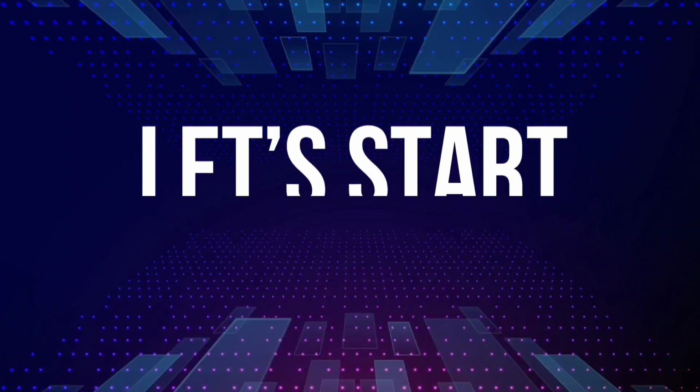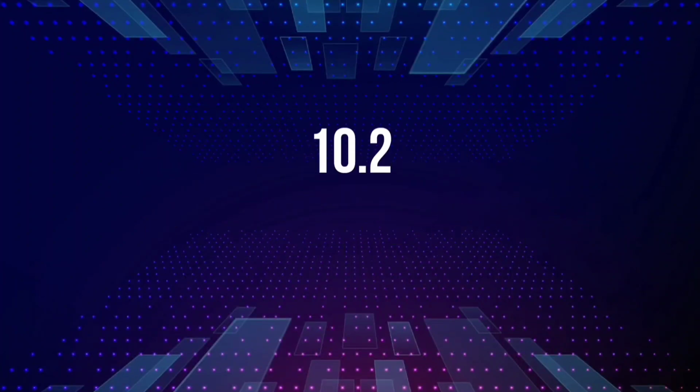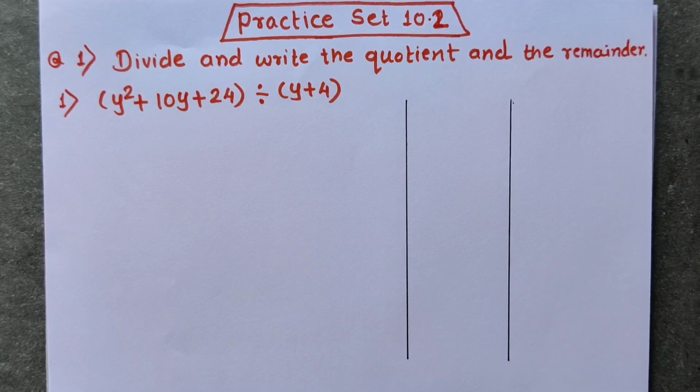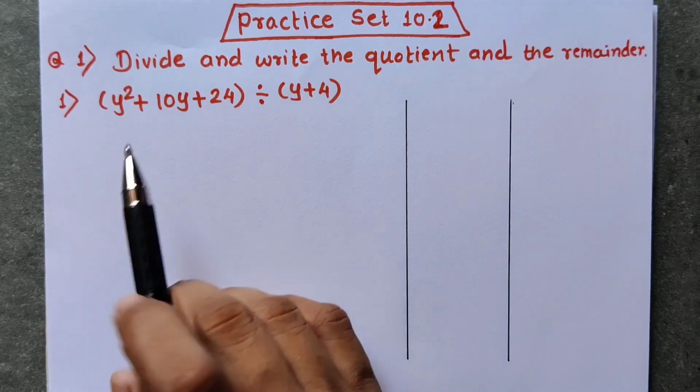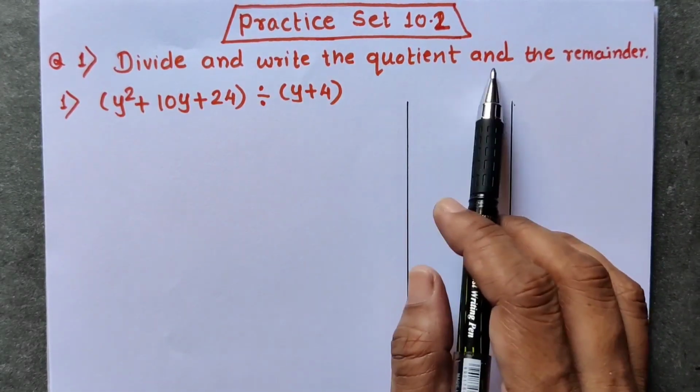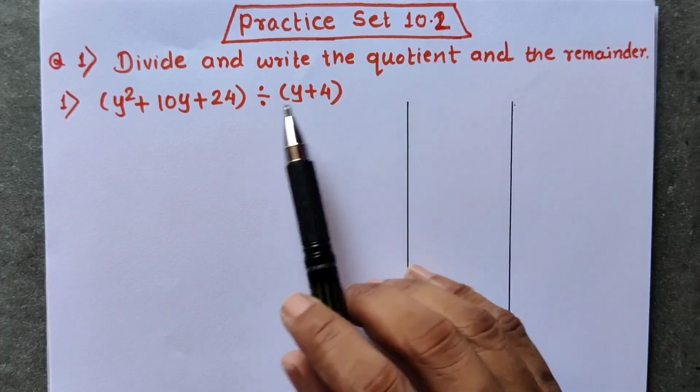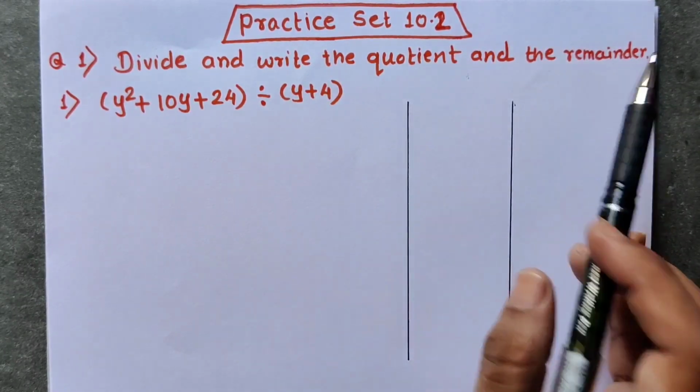So now let's start practice set 10.2. The question is, divide and write the quotient and the remainder. We have to divide and we have to find out the quotient and remainder.